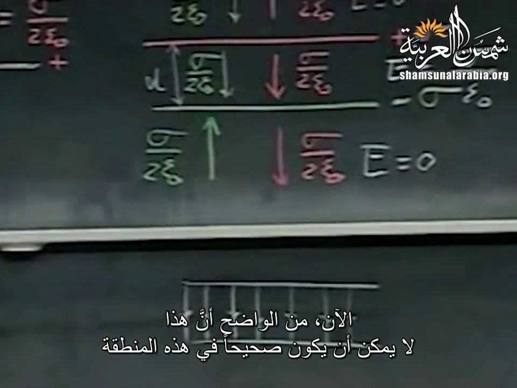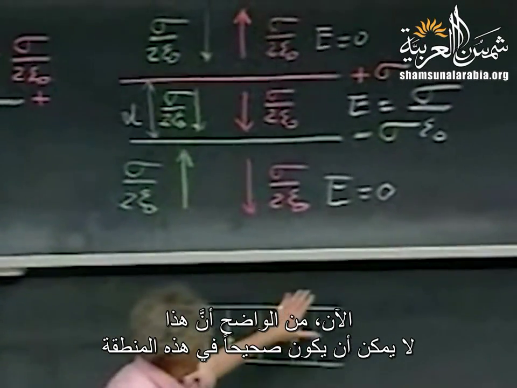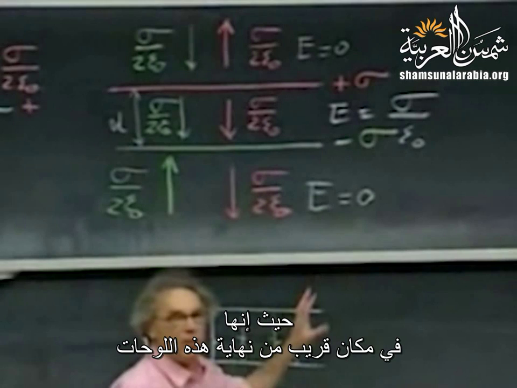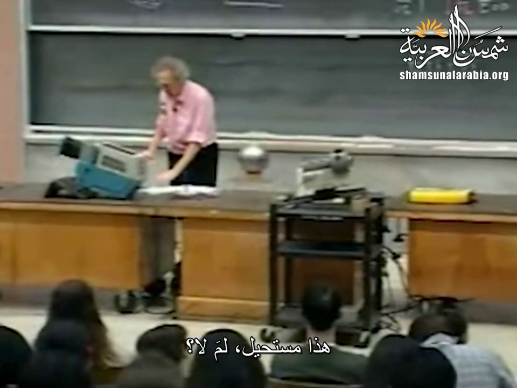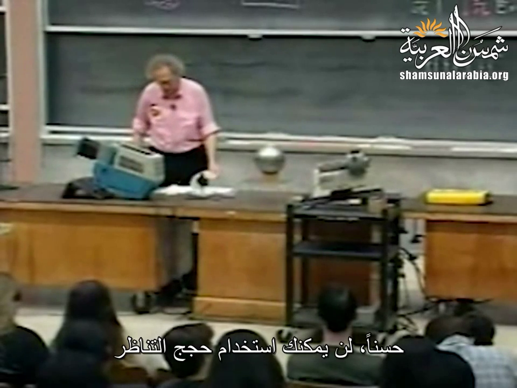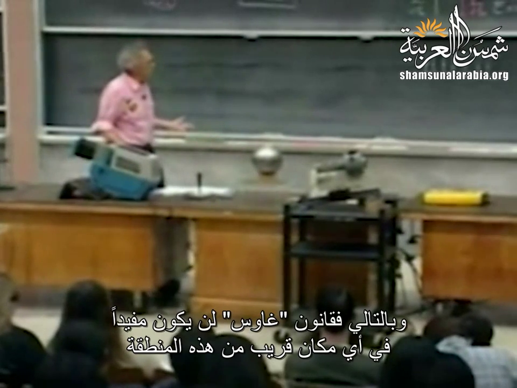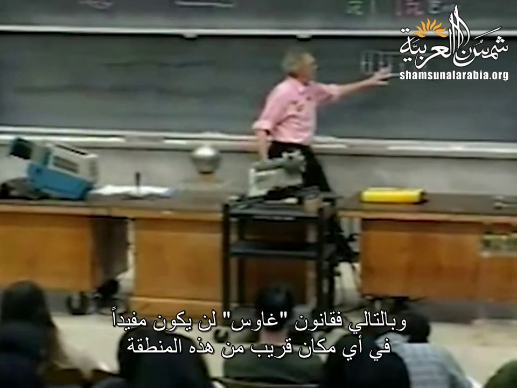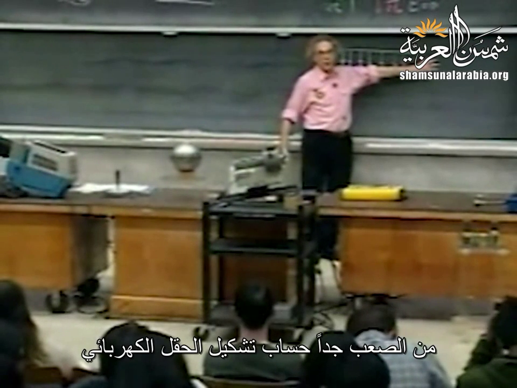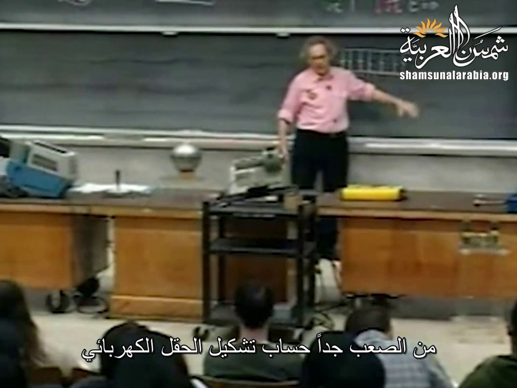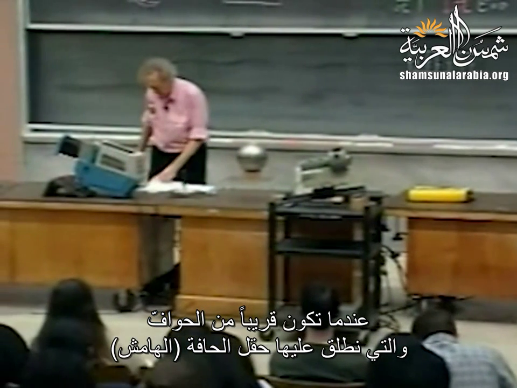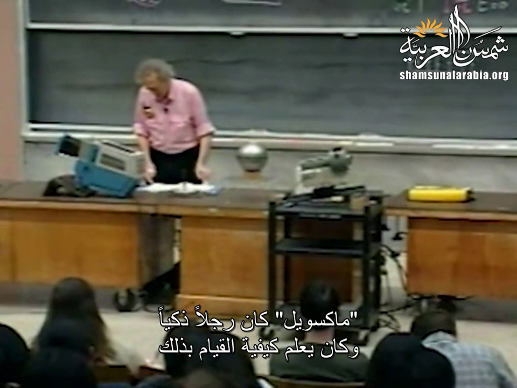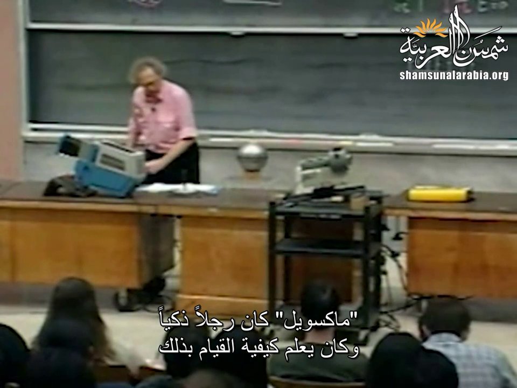Now, clearly, this cannot be true if you get into this area here where you are near the end of these plates. That is not possible. Why not? Well, you can't use your symmetry argument, so Gauss' law is not going to help you if you get anywhere near this area. And it is very difficult to calculate the electric field configuration when you are near the edges, which we call the fringe field. Maxwell, of course, was a clever man, and he knew how to do that.